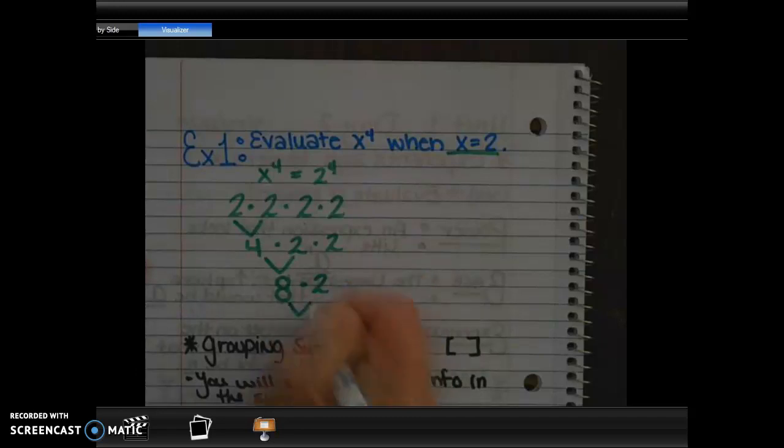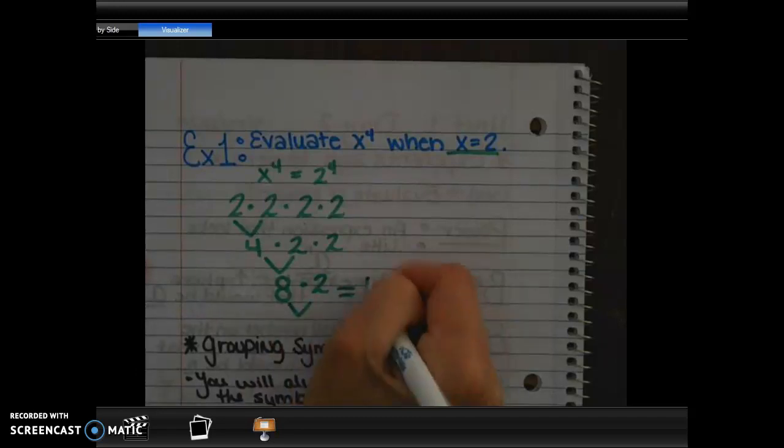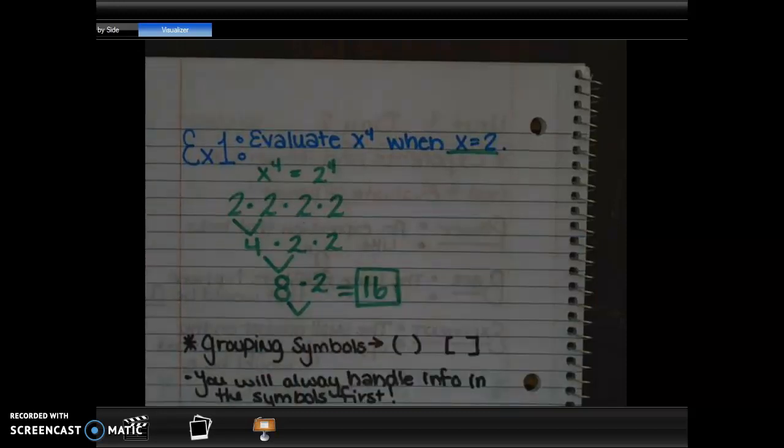8 times 2 is 16. And that would be your final answer. Now, if you have a calculator, you don't have to do all this. That's the joy of having a calculator.